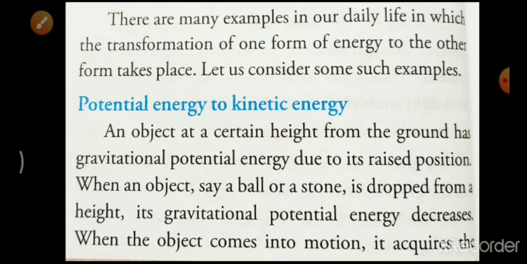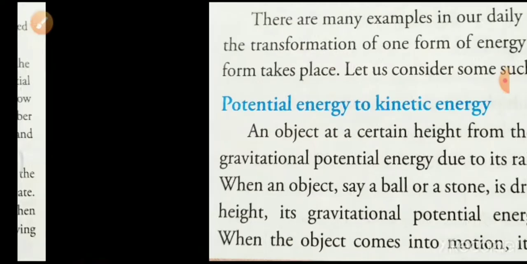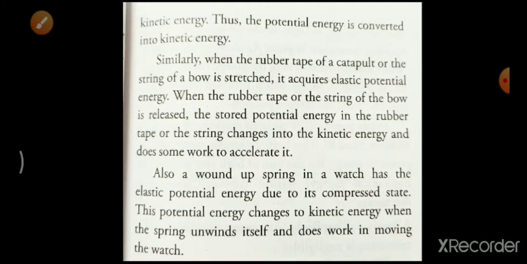When an object, say a ball or a stone, is dropped from a height, its gravitational potential energy decreases, or we can say that the gravitational potential energy gets converted into kinetic energy. When the object comes into motion, it acquires kinetic energy, thus the potential energy is converted into kinetic energy. In that way, energy transformation occurs from potential energy to kinetic energy.